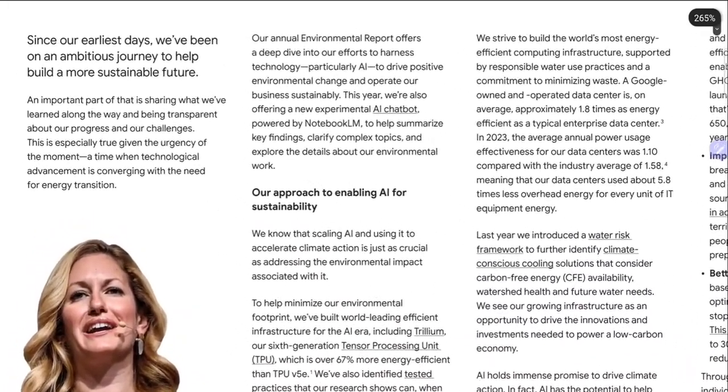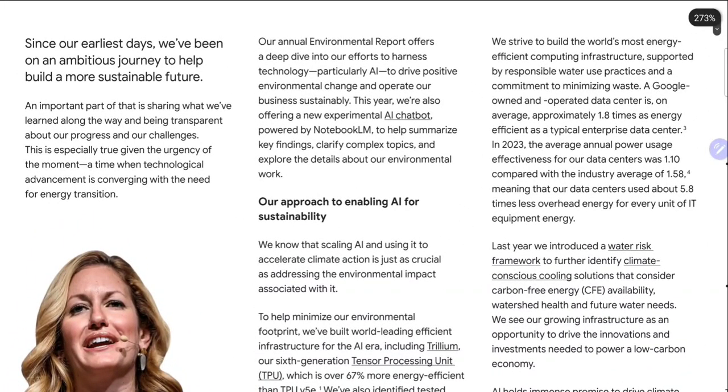You see, I'll zoom in for you. Here it is written that an important part of that is sharing what we have learned along the way and being transparent. This is more important about the progress and challenges. And our annual environmental report offers a deep dive into efforts to harness technology, particularly artificial intelligence, to drive positive environmental change and operate our business sustainably. This year, there is a new experimental AI chatbot powered by NotebookLM to help summarize key findings and clarify complex topics.